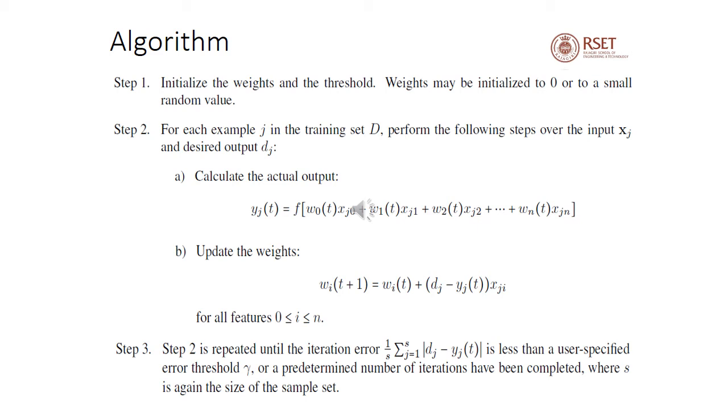The next step is to update the weights. The new weight will be the old weight plus dj minus yj(t) into xji, that is, the difference between the target output and the actual output, times the input, for all features 0 less than or equal to i less than or equal to n. Then you repeat the step until the iteration error, which is the difference between the actual and the desired output, dj minus yj(t), is less than a user-specified error threshold, or a predetermined number of iterations have been completed. Then you can stop the iteration.